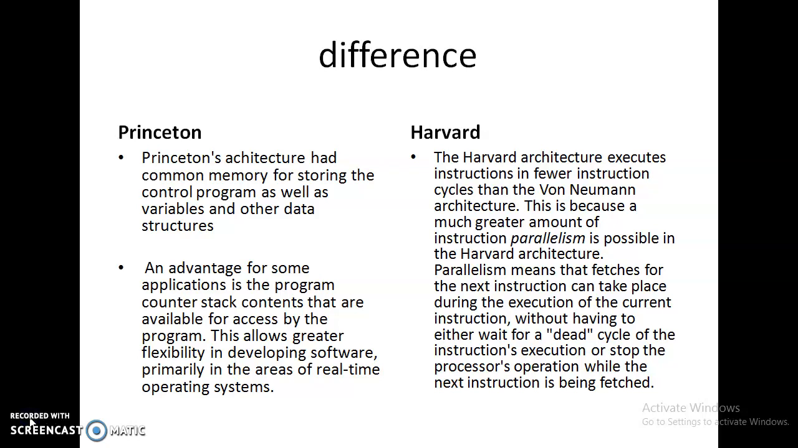So this is the main advantage of Harvard architecture, but in Princeton architecture, the main advantage is its flexibility, because now that you have counter-stack contents that can be accessed by the program, there is greater flexibility in developing software using Princeton architecture.